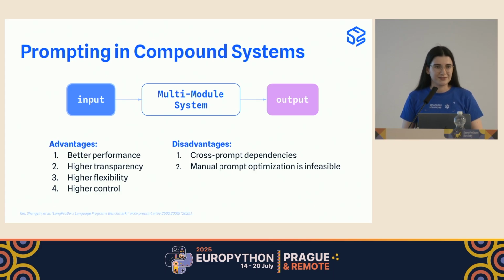But here is the catch. This added structure comes at a cost. We're no longer dealing with just one model or one prompt. Instead, we have a chain or graph of components, each with its own role and, more importantly, its own prompt. These prompts are no longer independent. For example, a small change in the first prompt can alter the output a little bit, which would result in drastic and unintended side effects in the later steps of a pipeline. Because of these cross-prompt dependencies, manual prompt optimization becomes infeasible. So while compound systems offer important benefits, they also introduce serious challenges in terms of prompt optimization.